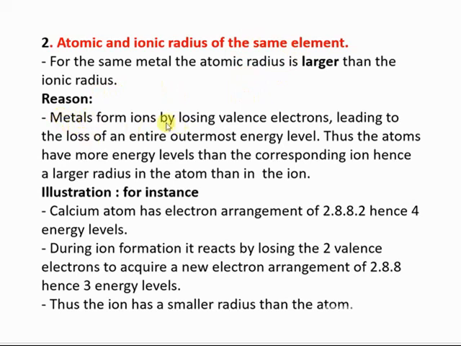Metals form ions by losing valence electrons. That's right. So this leads to the loss of an entire outermost energy level. So the outermost energy level, all of it gets lost. It is removed. Thus, the atoms have more energy levels than the corresponding ion. Hence, a larger radius in the atom than in the ion.